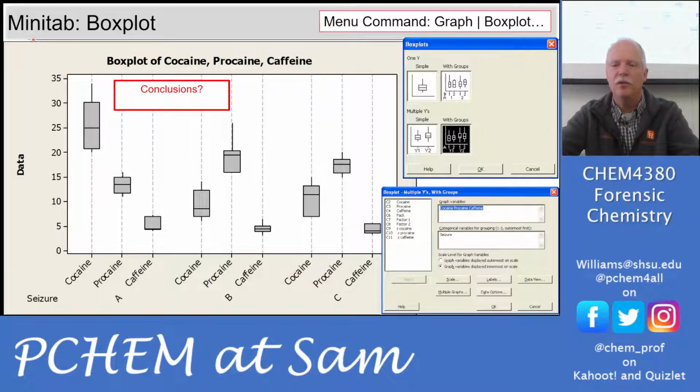And so we're going to pick multiple, and we want to group it by A, B, and C. So we have here the multiple Ys with groups, hit OK, and then we get this dialog box. So we put all three Y variables in here, meaning all three of our numerical variables: cocaine, procaine, and caffeine. And then we group that by seizure. And so the seizure groups are A, B, and C that are down here. And then below that, you have the three Y variables.